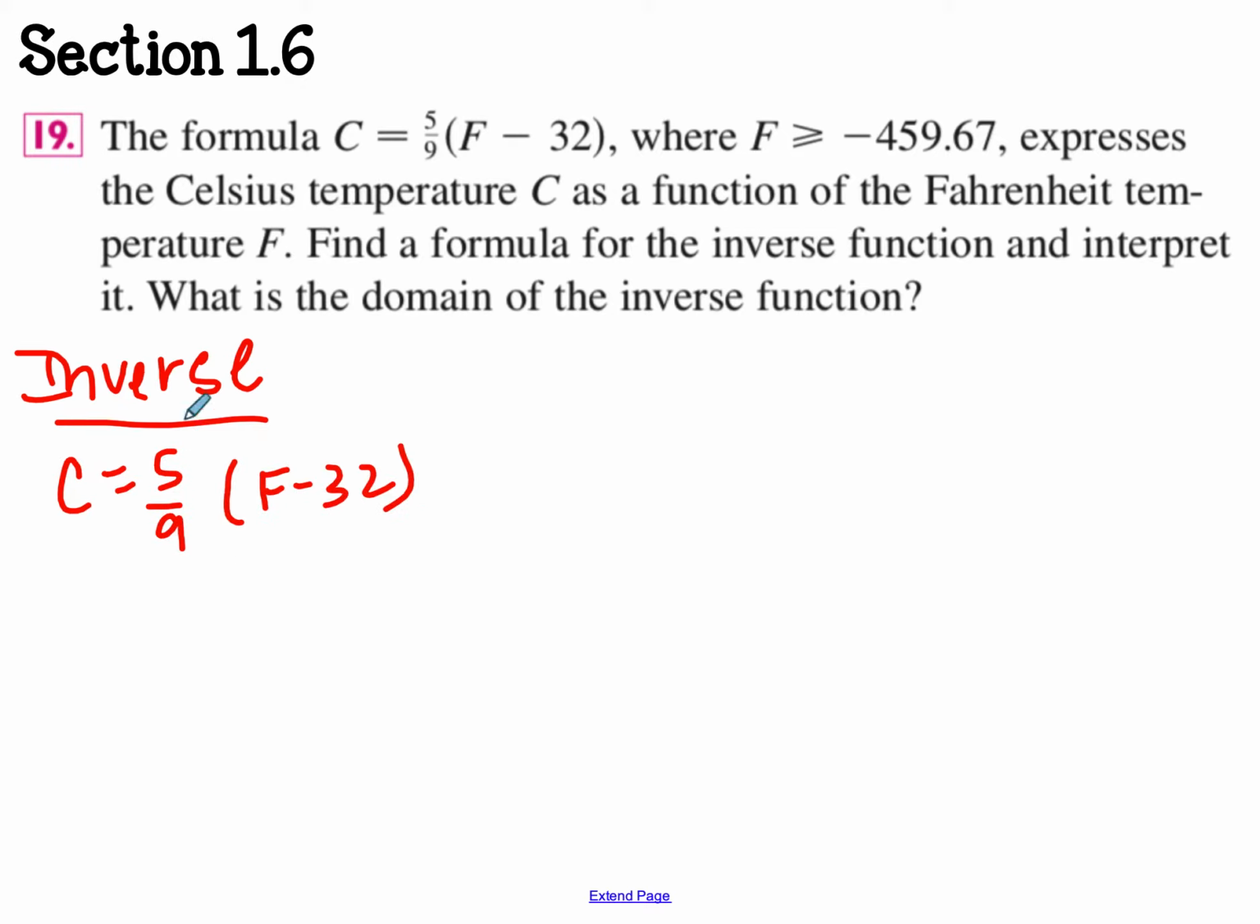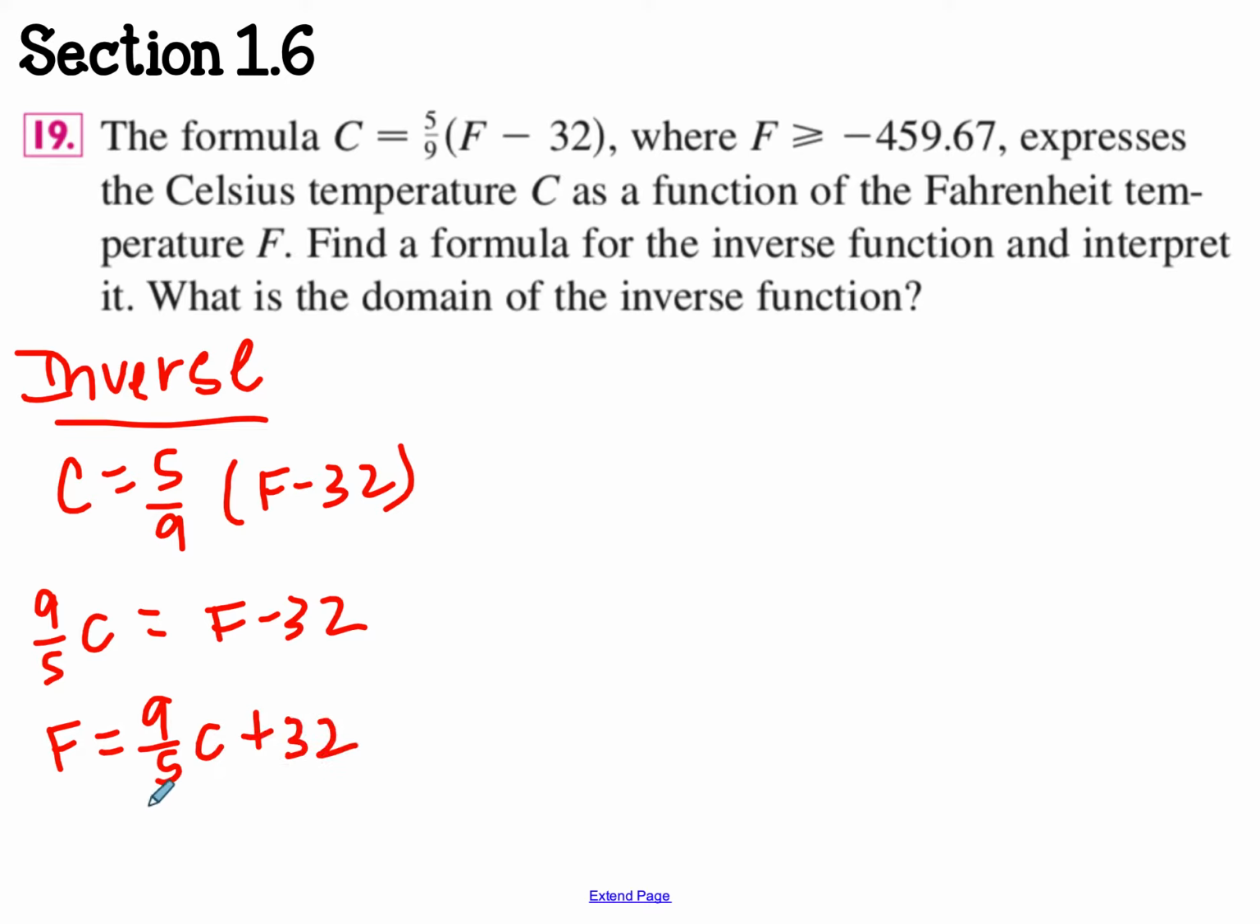So I would multiply both sides by 9/5. So I'd have 9/5 C equals F minus 32. And then I would add 32 to the other side. So F equals 9/5 C plus 32. Okay, so here is my inverse.